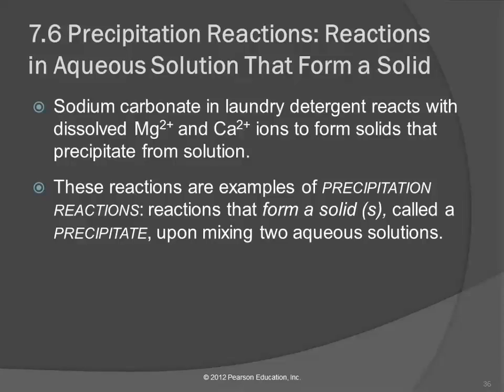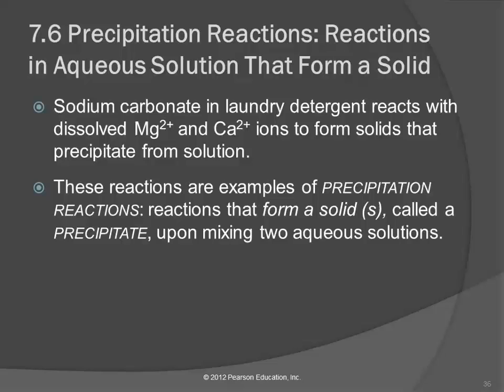7.6 Precipitation reactions. We talked real briefly about these at the beginning of the chapter. A precipitation reaction is where you mix two liquid solutions together and you get a solid that forms. An example of this is sodium carbonate, which is an ingredient in your laundry detergent.